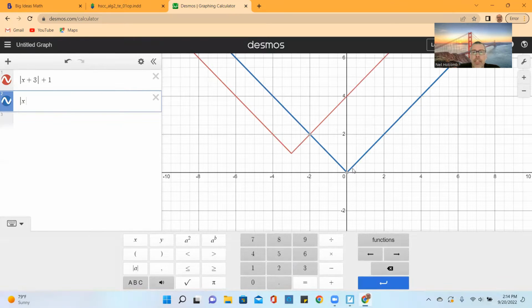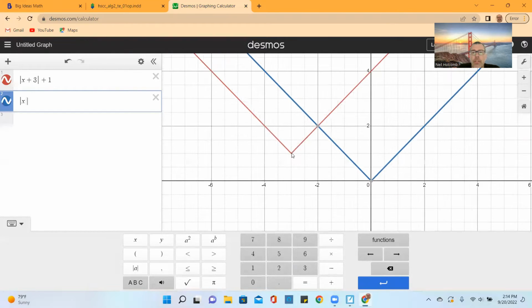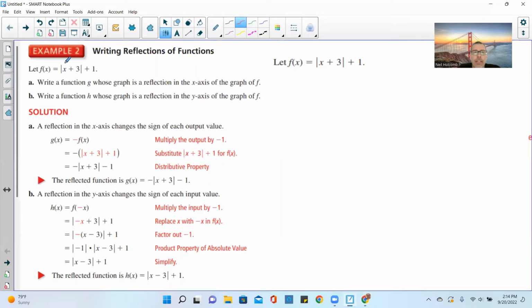Okay, the parent function is in blue. The vertex is at 0, 0. If you shift left 1, 2, 3, and up 1, we are now at the new function. Let me just zoom in a little so it shows every grid mark. Right there. Left 3, up 1. So inside plus is left, outside plus is up. All right. So that's this graph right here, x plus 3 plus 1.